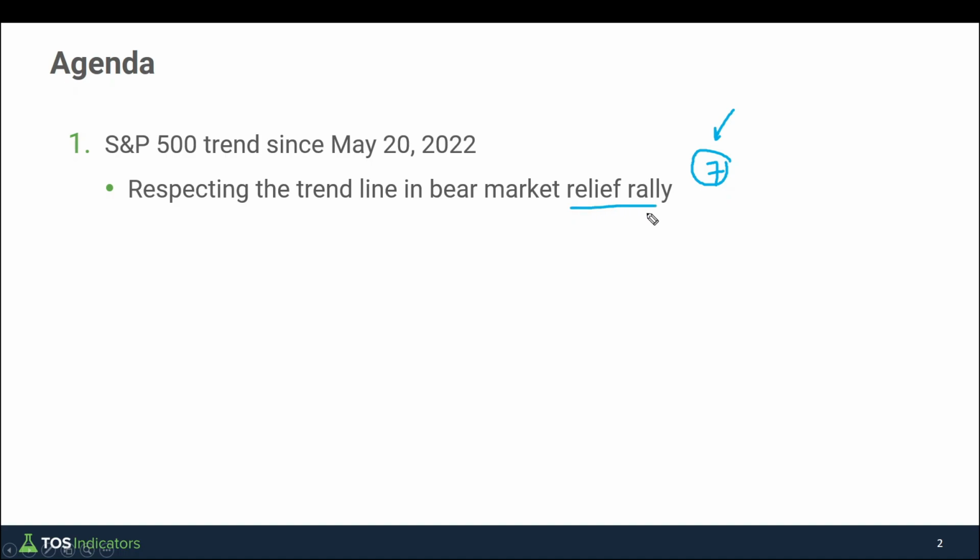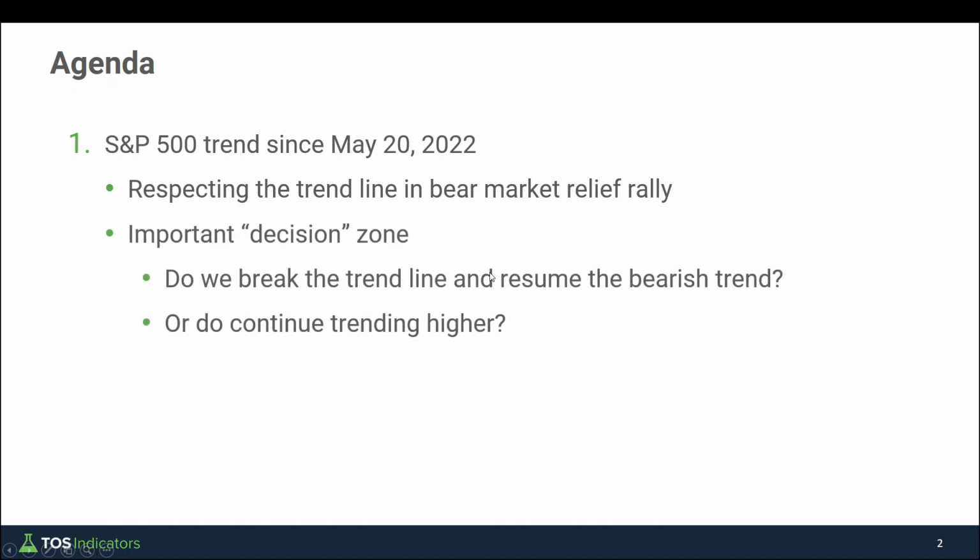Well, now we've gotten that relief rally, and to me, we're in a key important decision zone. Do we break this trend line, that's at least decision 1, and resume the bearish trend that we had? Or B, do we continue trending higher, meaning that this bear market relief rally continues at least into summer, or at least for a few more weeks, whatever it is. So those are the two decisions, and I'll show you what I think the sign will be for this potential break. There's a key candle structure that I'm looking out for.